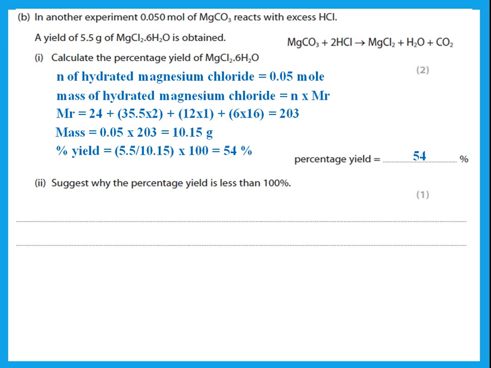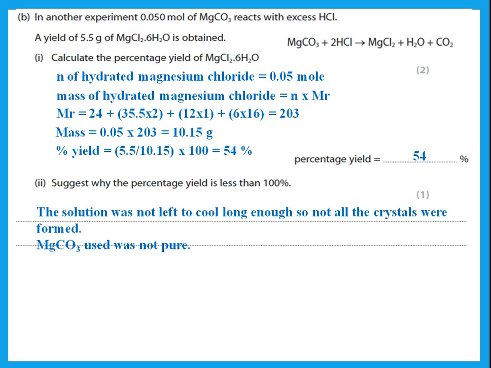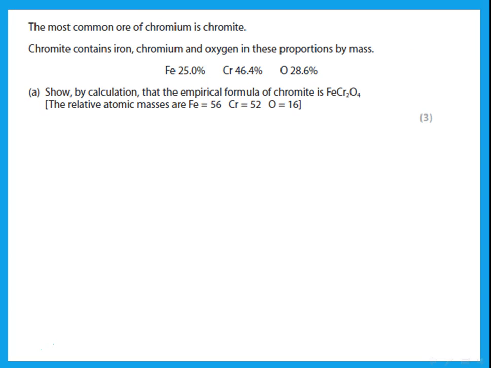Okay, so just why the percentage yield is less than 100? We said always what you actually get in the lab is always less than what you should get. That means either the magnesium carbonate was not pure, either what we started with was not pure, or the solution was not left to cool long enough, so not all the crystals were formed, or when we tried to separate the crystals, some of the crystals were lost during filtration. These are all the possible reasons why your percent yield is always less than 100.